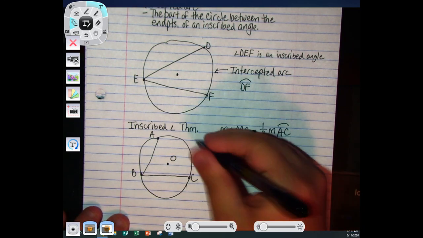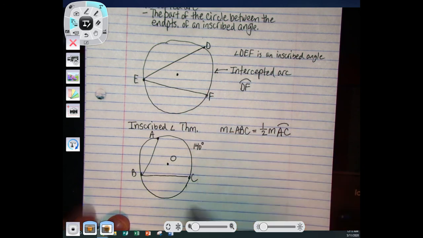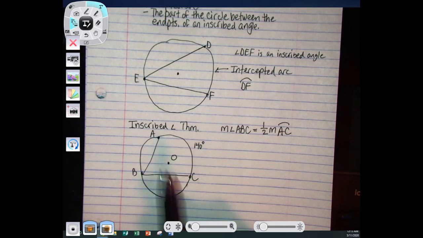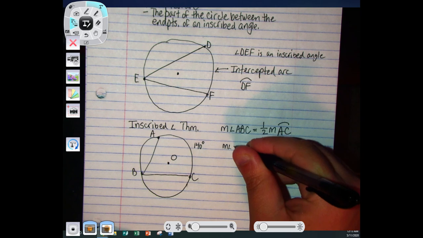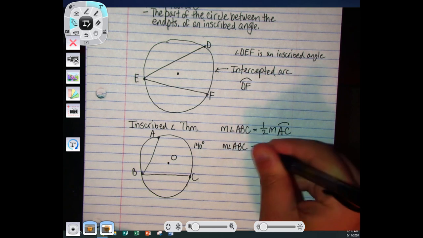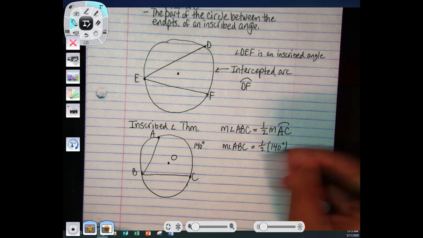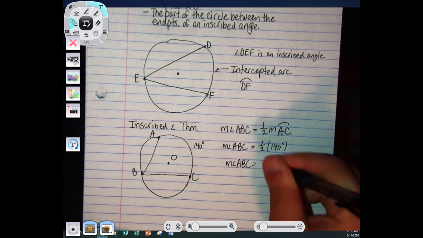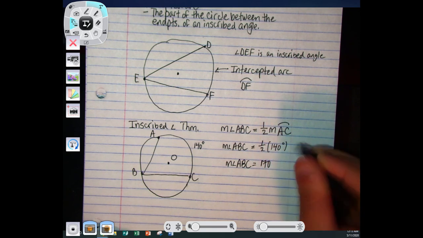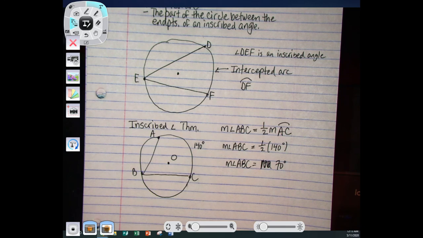So for example, let's say that I told you that this arc is 140 degrees, and I said find the measure of angle ABC. To find the measure of angle ABC, well, we know what the arc is. We know it's 140. So we do half of 140. And that gets us an answer of 70. So therefore, the measure of angle ABC is equal to 70 degrees.